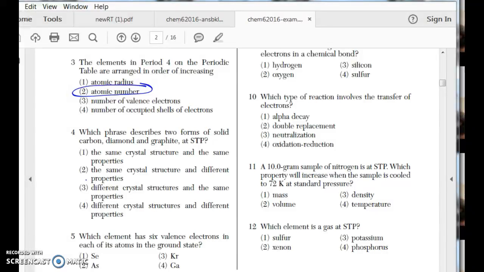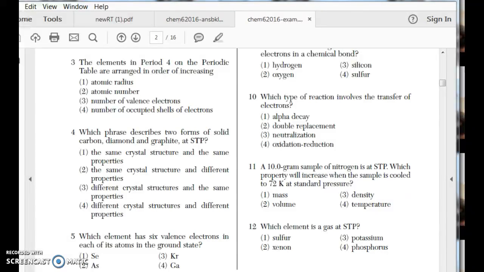Which phrase describes 2 forms of solid carbon, diamond and graphite? Well, remember, guys, they are very, very different. They're both carbon. However, graphite you can write with. Diamond, among other things, you can scratch glass with. So they have, of course, different crystal structures and different properties. They're allotropes of carbon. Number 5, which element has 6 valence electrons in each of its atoms in the ground state?